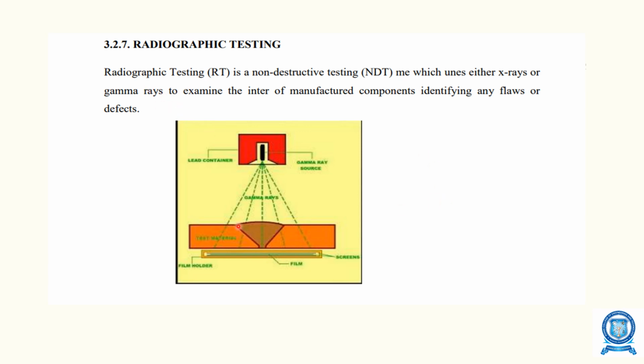Okay. From the diagram itself we can identify this. We have placed the test specimen on the table, and X-rays are used for identifying the flaws present inside the specimen. Okay. Here we have used gamma rays because this material is very hot, so that's why we are going for gamma rays. Okay. The gamma rays pass through the specimen and reach the film, and from the film we can identify the material flaws present in the specimen.